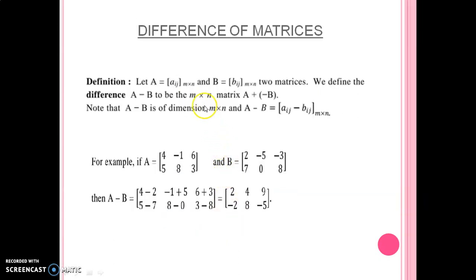Next is the difference of the matrices. As in the addition operation, the difference of two matrices is also possible if both the matrices are of the same order. For finding the difference of matrices, we simply need to subtract the corresponding entries in both the matrices. That is, subtract the A11 entry of both the matrices. Similarly, the A12 entry, A13, and the same for the second row.